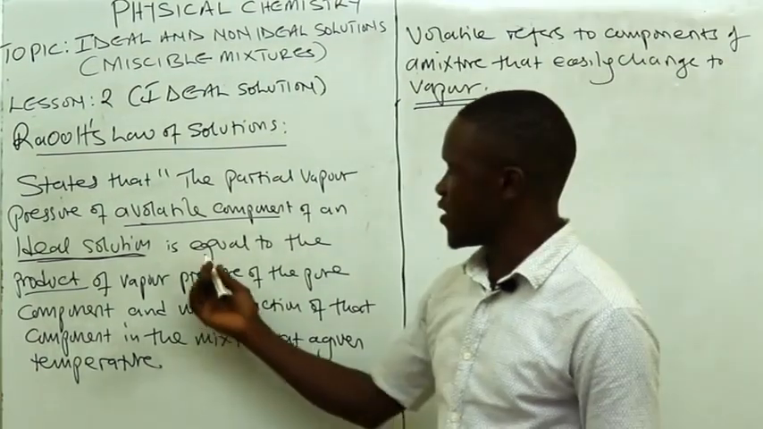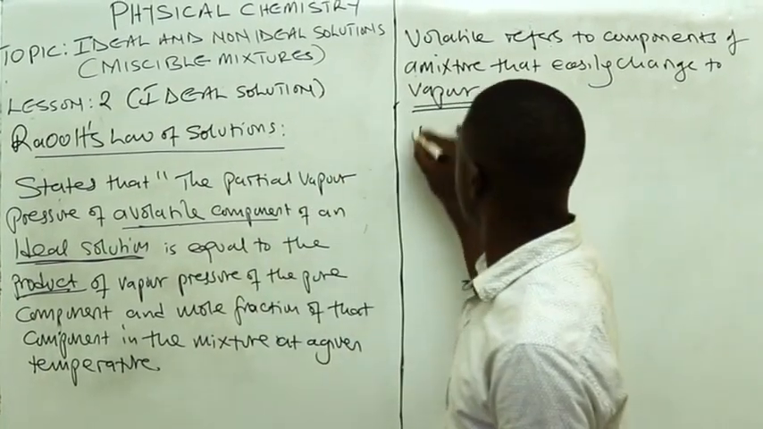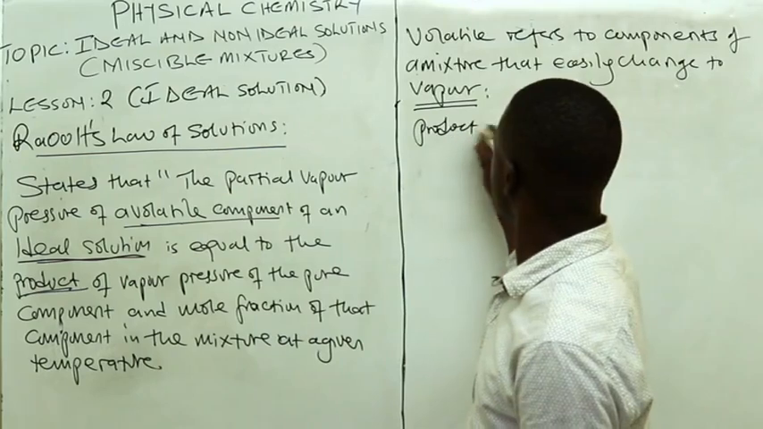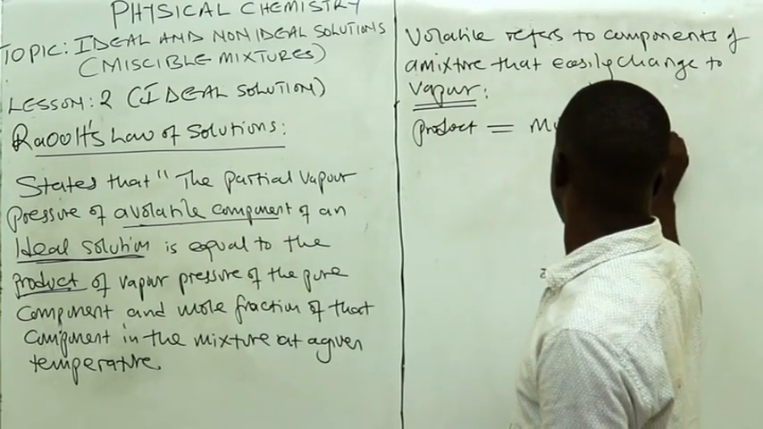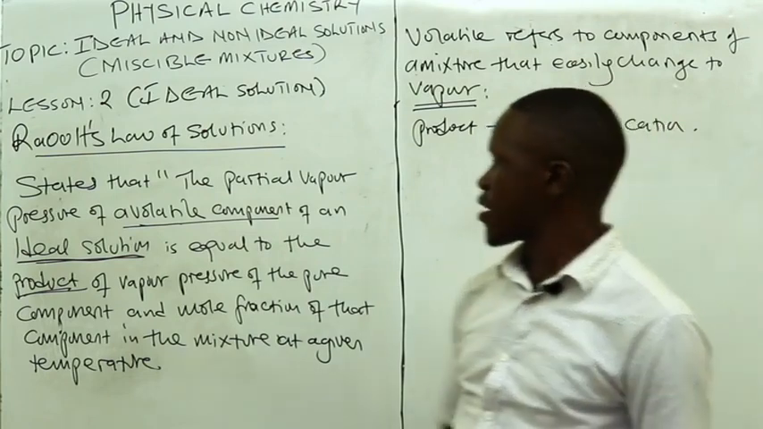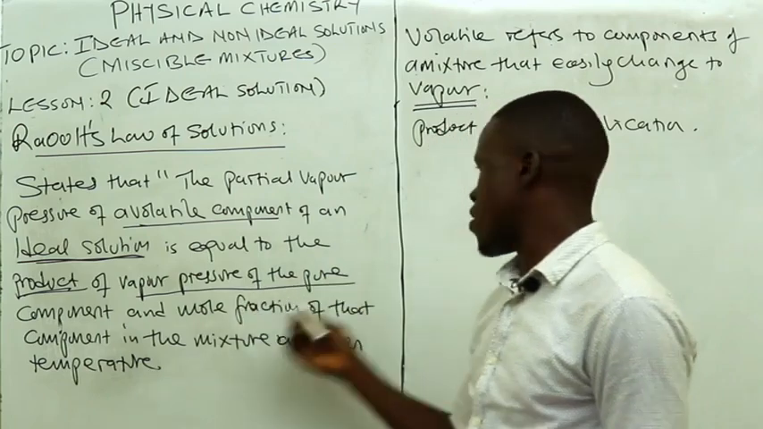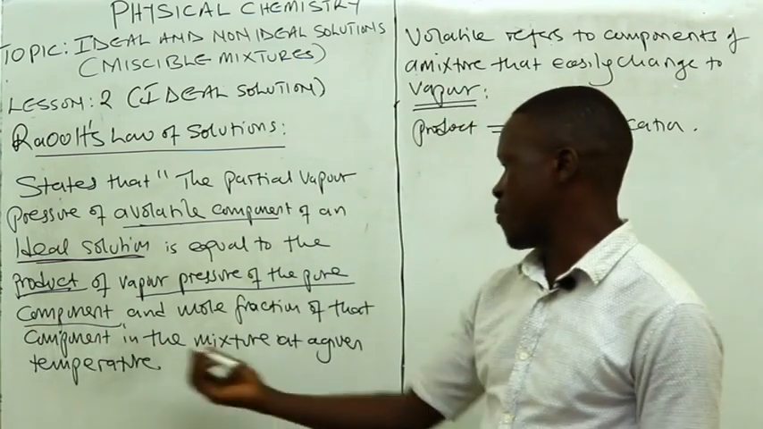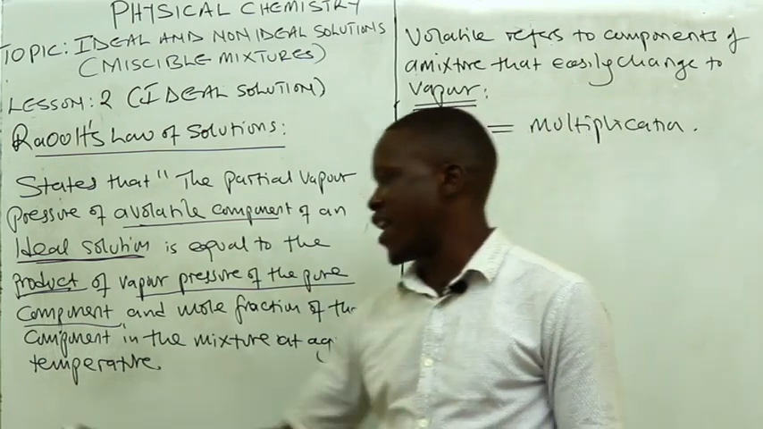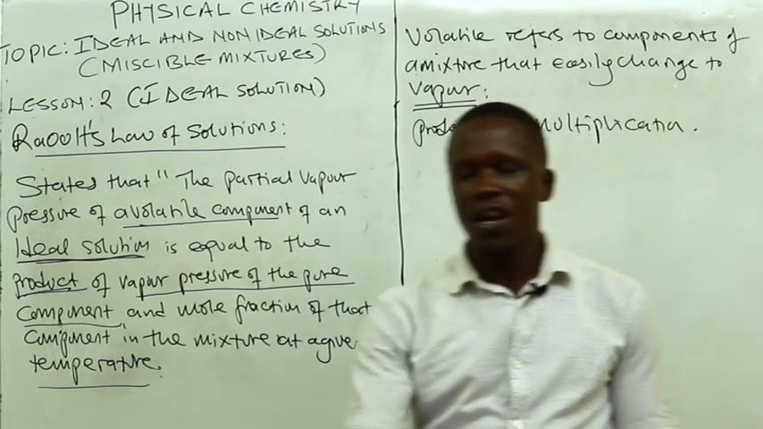And we are saying it is equal to the product. I am saying product refers to multiplication. Equals multiplication. And we are saying the product of the vapor pressure of the pure component and the molar fraction of that component in a mixture at a given temperature. So temperature is the condition governing this law.